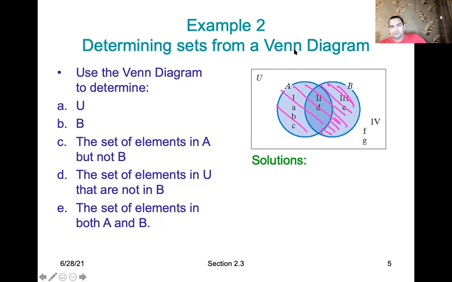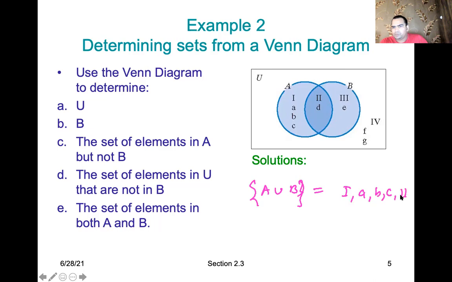So when you talk about A union B, we'll talk a little bit more later also, but A union B will have these elements: A, B, C, 2, and D, and 3, and E. So these are going to be the elements in that set. So let's just answer the questions now.